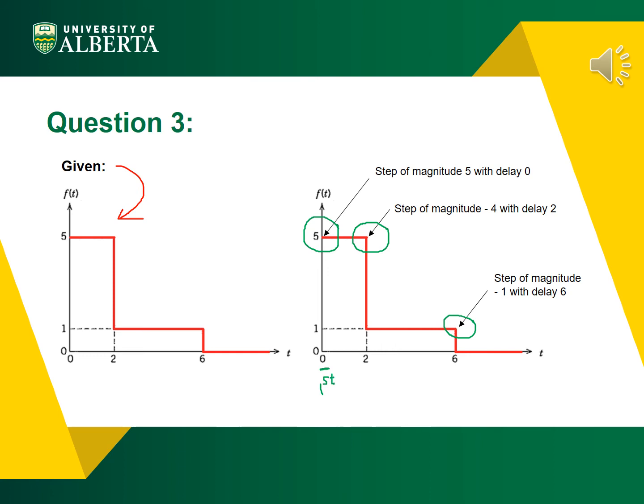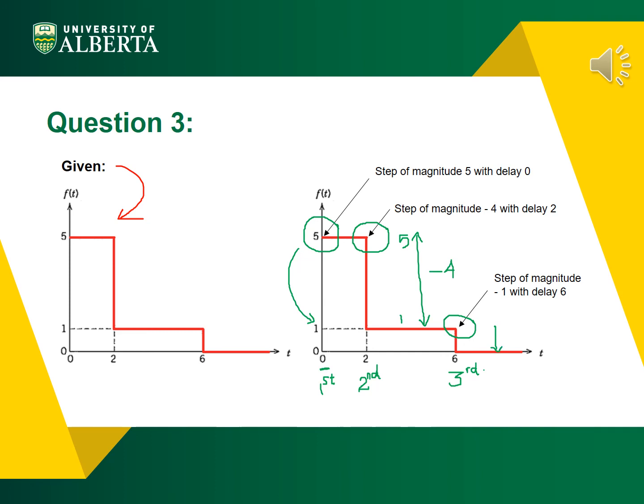And then the step of magnitude minus 4. Minus 4 is because 5 is the initial magnitude and then it drops to 1. So it is a negative step from 5 to 1. So we can take that as a negative step of magnitude 4 with delay 2. And then it is being held constant.